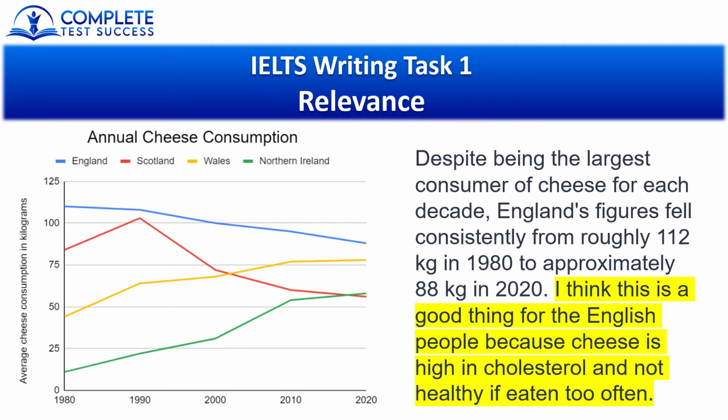This is irrelevant. So what we see here, irrelevant information, is where I try to explain why the data has changed. I try to add extra information that isn't required. We should only include the information that we've been asked for. So in academic writing, that means describing exactly what we see in the chart. And for general training, that means sticking exactly to the prompts that you've been asked to discuss.